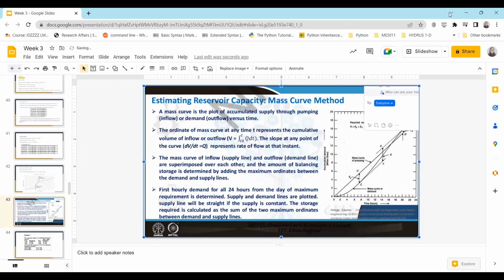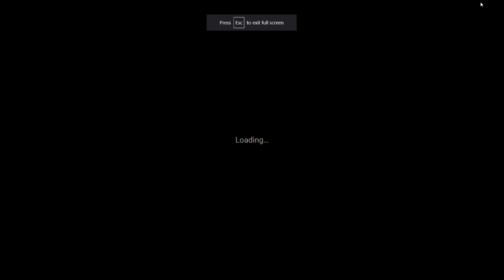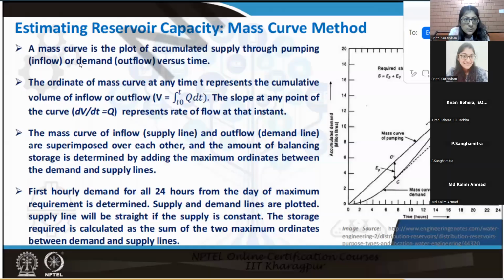Yeah, so if you can see here, they have told how the method is being used. First, a mass curve is plotted of accumulated supply through pumping or demand versus time. So for one period of time, there will be one demand and supply. This is the demand curve, that is from 12 a.m. to 5 a.m. there would be one value. Then from 5 a.m. to 8 a.m. there would be one value. So when you plot, you will get a graph like this.